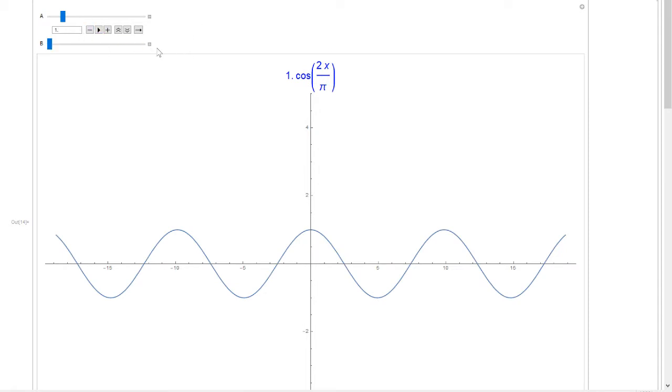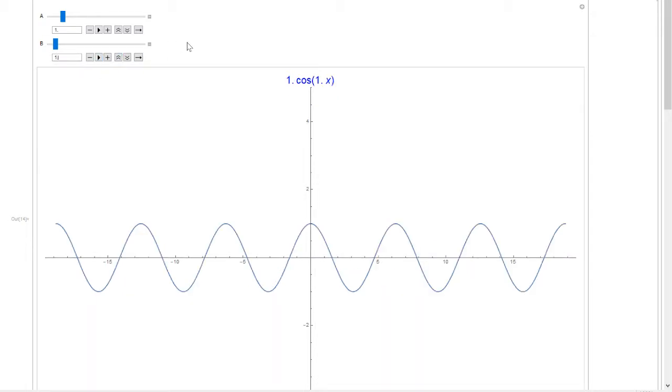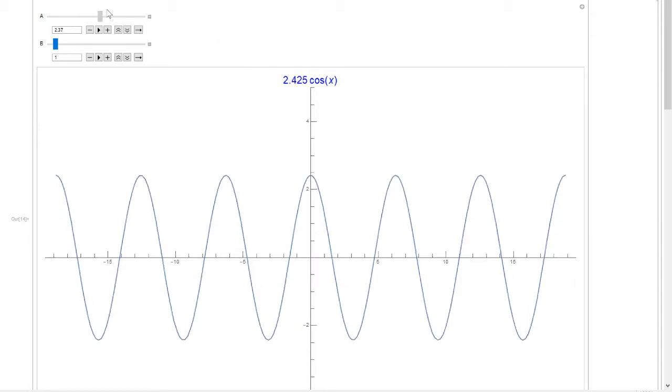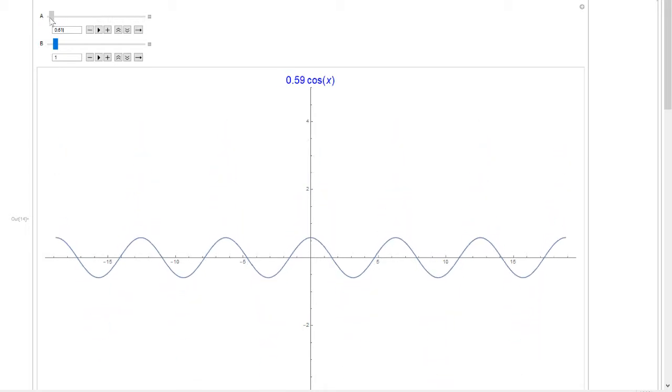So if this is 1, and then if we start our b value at 1, don't let the 1 point confuse you. Get rid of that. Okay. So now we started with cosine of x. You can see that function. Now if we increase the number in front, same song and dance happens. The amplitude just gets higher, all the way up to 4. If we decrease it all the way down, it decreases just how we'd expect it to. Okay, so same thing as what happened to sine.